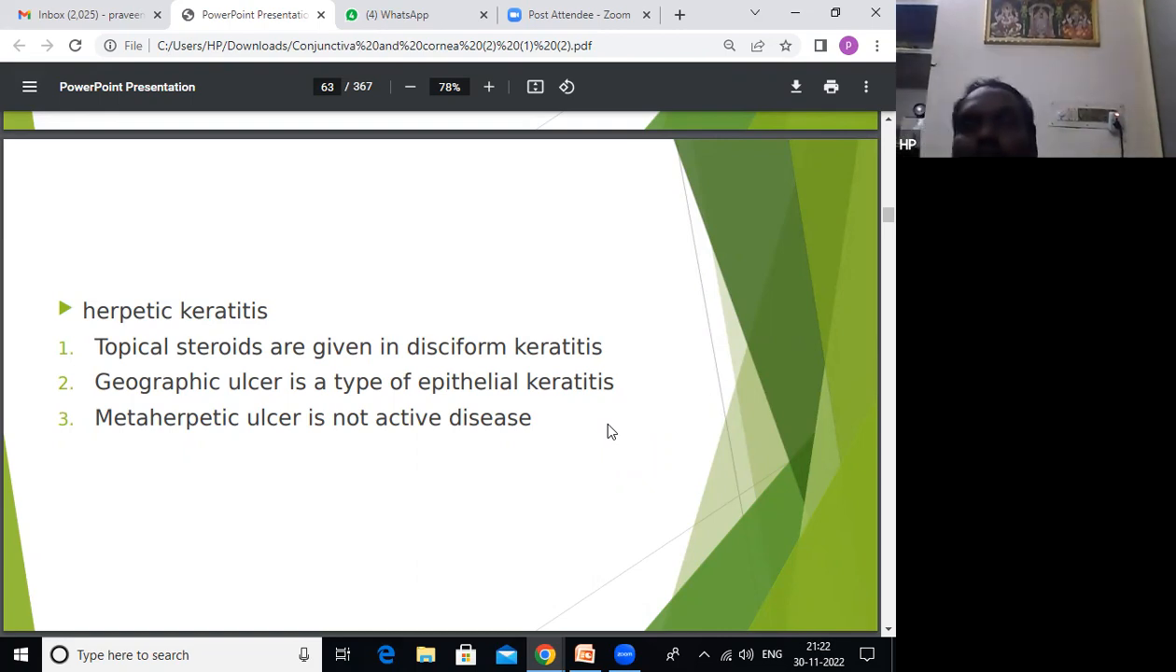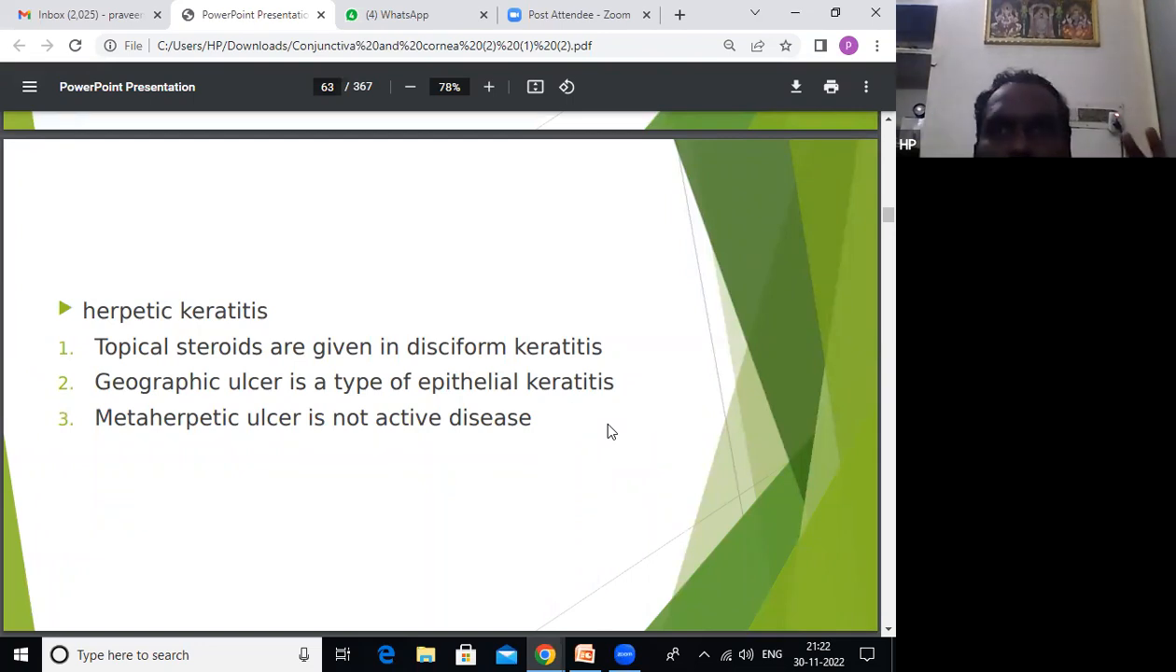I hope it's clear. Epithelial lesions in herpes are infective in origin, that means they're active viral infections, whereas stromal lesions and endothelial lesions in herpetic eye disease are immunological in origin. If we have this concept in mind, we can answer a number of questions on herpes. So, what are the epithelial lesions you see in herpes? Epithelial lesions you see in herpes are dendritic ulcer and geographic ulcer.